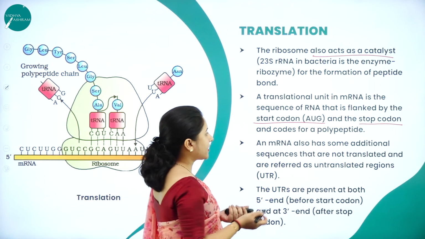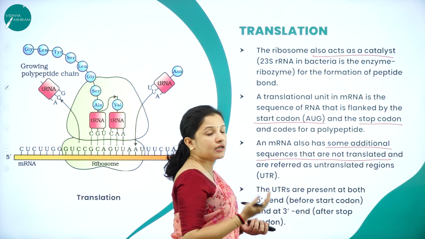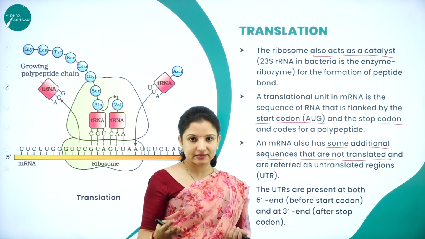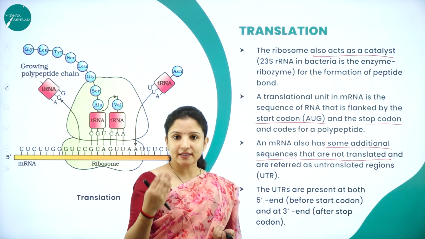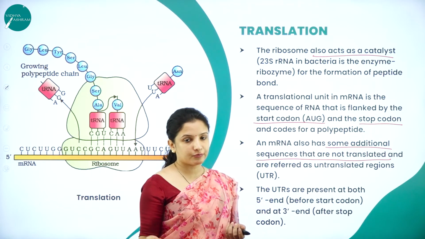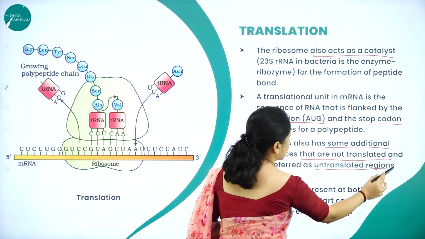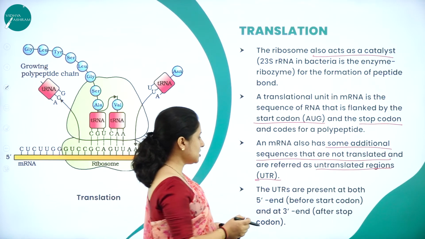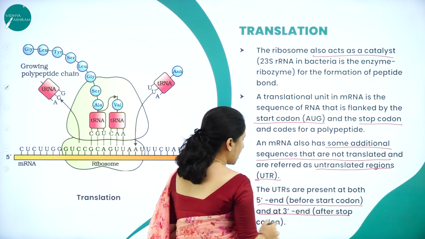And also mRNA has some additional sequences that are not translated. The entire mRNA strand usually doesn't participate in the process of translation. Some of the sequences are left behind which do not participate in the production of amino acids, translation into proteins and all that. And such regions are called the untranslated regions, or the UTR. So the UTRs are present both at the 5' end before the start codon and at the 3' end after the stop codon.